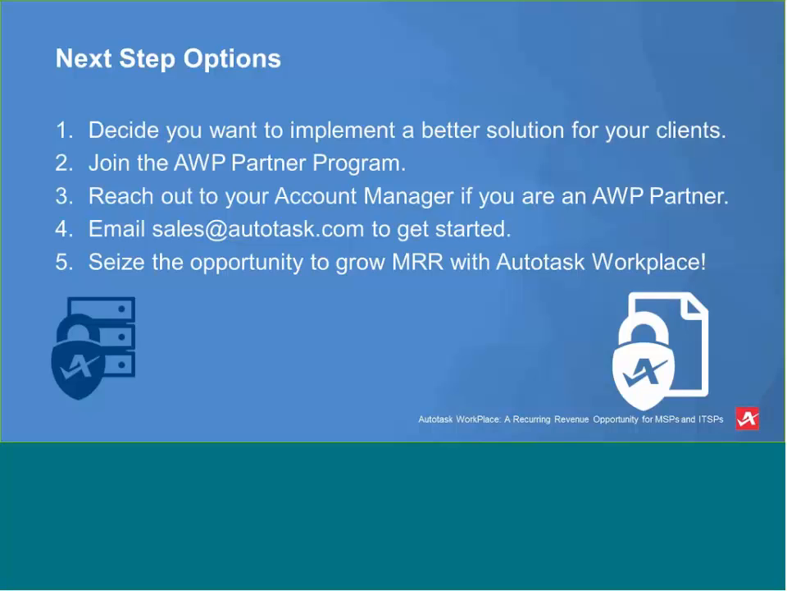So some next step options for you. You first have to decide you want to implement a better solution for your clients. Sometimes I know it's hard for you to perhaps replace a solution you put in 1, 2, 3 years ago. But if your clients are having issues with, say, VPN, or you see them using email for collaboration, you have to decide you want to implement a better solution and then join the Autotask Workplace Partner Program so you can add Workplace into your service catalog, build out a new managed service bundle per user, put in Workplace Server, and away you go. So join the partner program by first reaching out to your account manager.